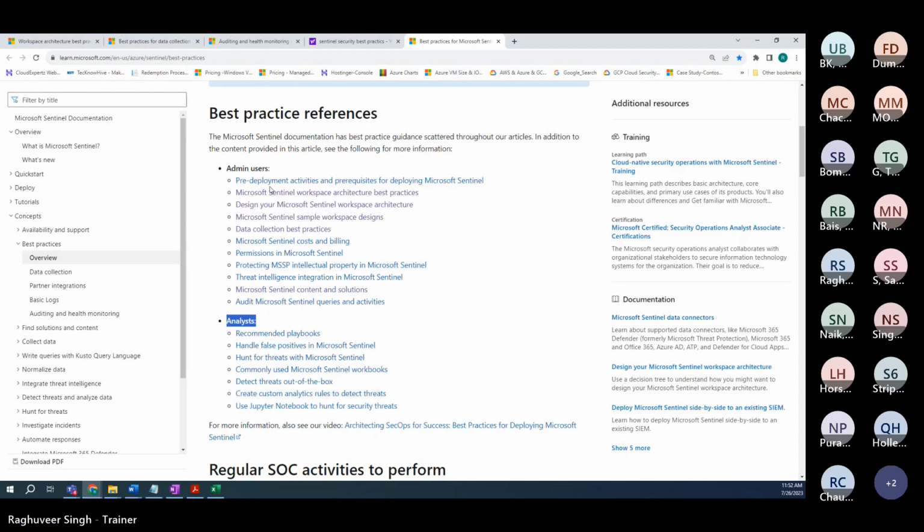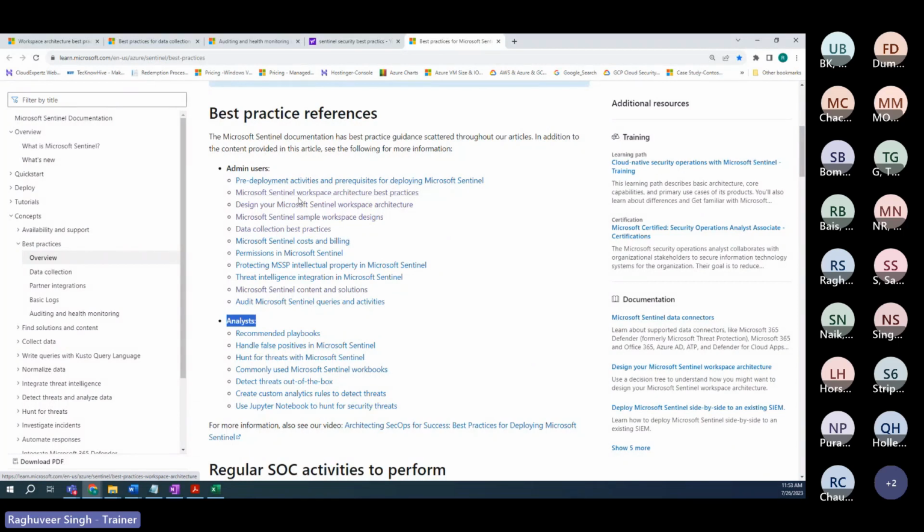Now, these best practices, we have covered some of them already. For example, pre-deployment activities, prerequisites of deploying Microsoft Sentinel. We have already covered that we need a subscription, we need a tenant, we need log sources, we need a log analytics workspace, and we ingest the data into the log analytics workspace. Then we connect the log analytics workspace to Sentinel, and that's how Sentinel gets built. So prerequisites, we know.